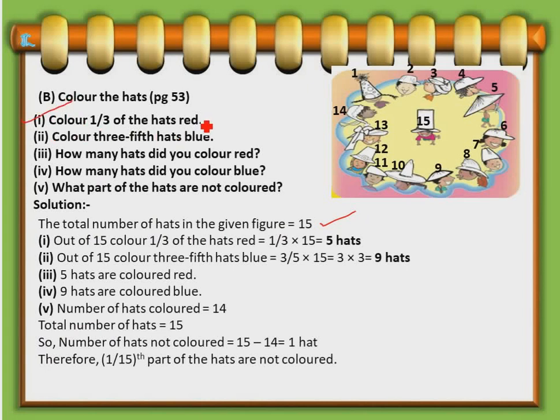Color 1/3 of the hats red. 1/3 of the hats. So total how many hats are there? 15 hats. So out of 15 hats, 1/3 of the hats we have to color red. So how will we calculate? 1/3 of 15 we have to calculate, meaning out of 15, 1/3. So 3 ones are 3, 3 fives are 15. So how much will we get?